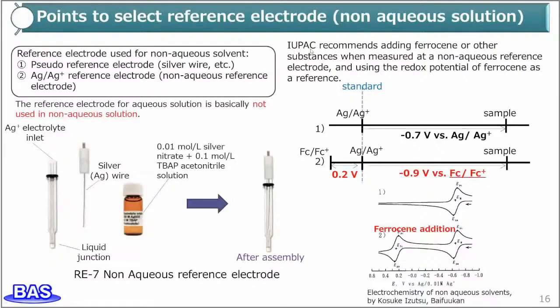For non-aqueous solvents, IUPAC, an organization that sets chemical standards, recommends that the final potential be reported based on the ferrocene substance. What this means is that, as shown in the lower right figure, the potential of a sample is first measured using a reference electrode. Next, the potential of ferrocene is measured with respect to the reference electrode. The amount is corrected, and the potential of a sample is reported with respect to the potential of ferrocene.